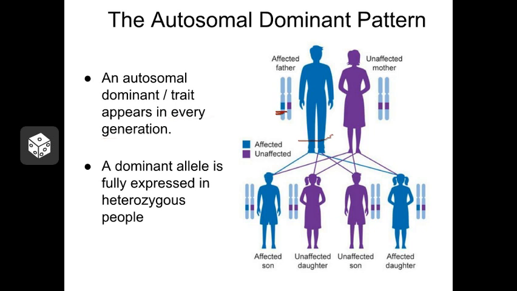Even though only one copy of the allele exists in the parental generation, half of the children are going to inherit that allele, and half of the children will have the dominant phenotype. So dominant traits tend to show up in every generation. They don't skip generations.